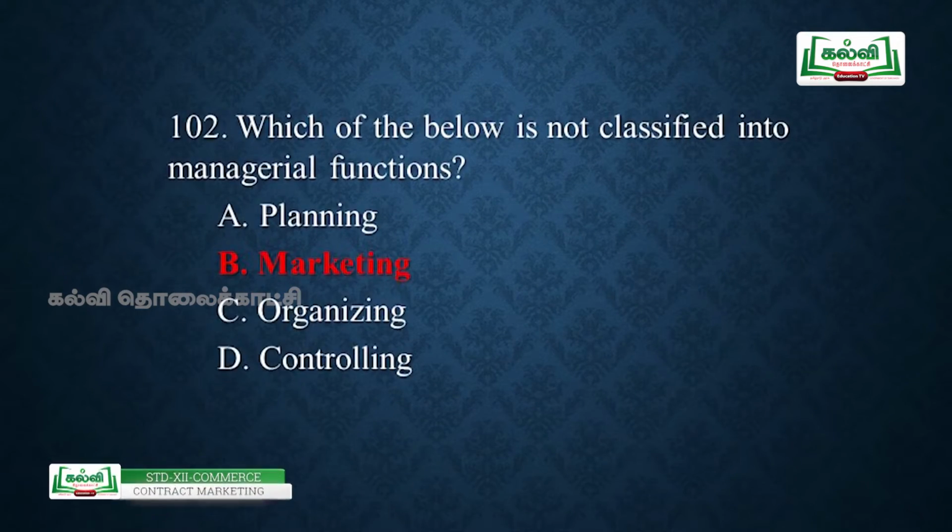Next we pass on to which of the below is not classified as a managerial function. Option A, marketing. We all know very well that planning, organizing and controlling are managerial functions. So, the option that is not classified as a managerial function is option B.